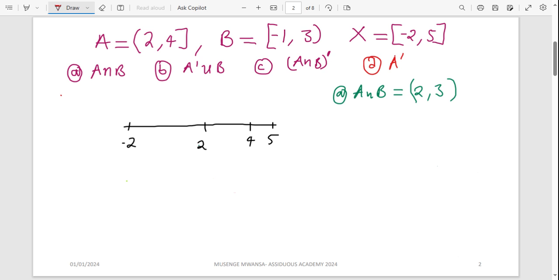Okay, let's answer this last question and then I tell you about nice laws which you are going to find a lot of times. Let's answer C. We want to find A intersection B complement. Now, the first thing is A is from 2 up to, so A is starting from here. Look, I've not shaded, and then I'll shade.